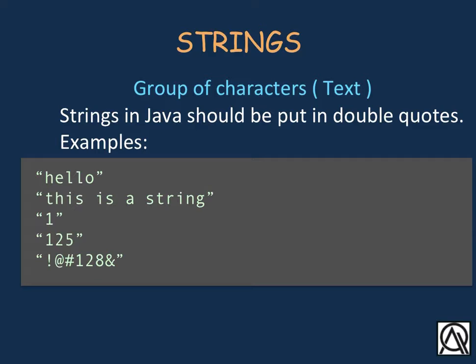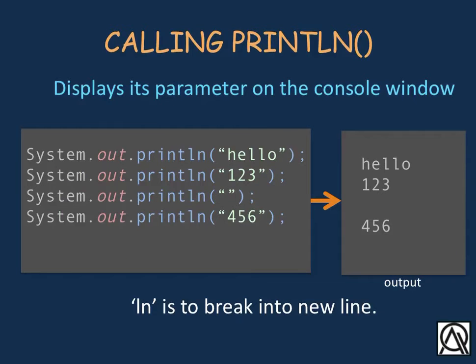Now let's look at println method. We will see how we can call the println method and how we can use it. So what does this method do? This method displays its parameters on the console window. So everything that we put under the parentheses will be printed on console window. What is console window? You will see that later on, but that is a small window that you can see the output of your program. So let's see how we can call this println method.